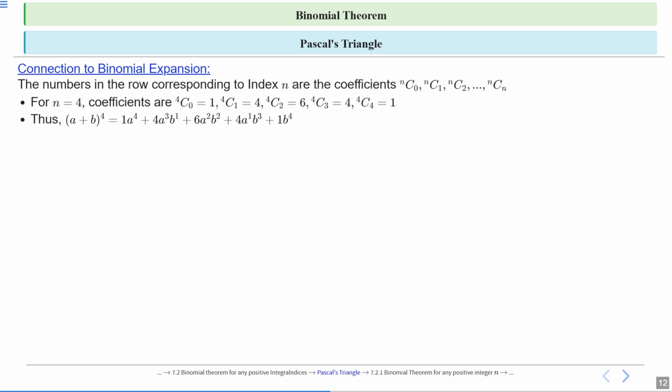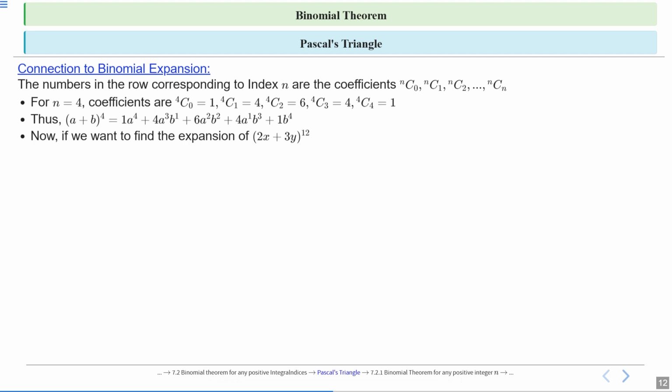So using these coefficients, we can expand (a plus b) to the power 4 as 1 times a to the power 4, plus 4 times a to the power 3 into b to the power 1, plus 6 times a to the power 2 into b to the power 2, plus 4 times a to the power 1 into b to the power 3, plus 1 times b to the power 4.